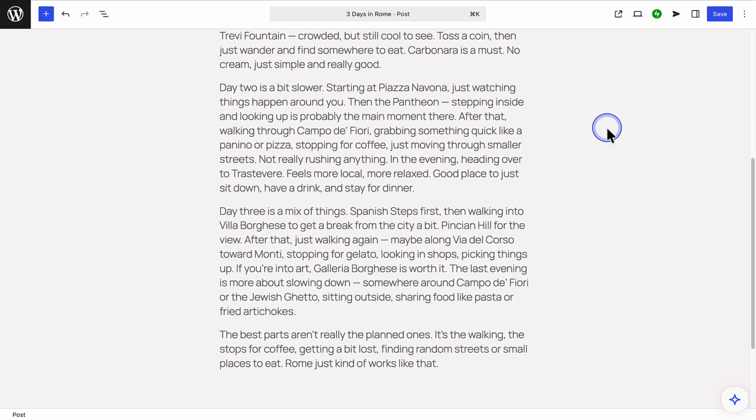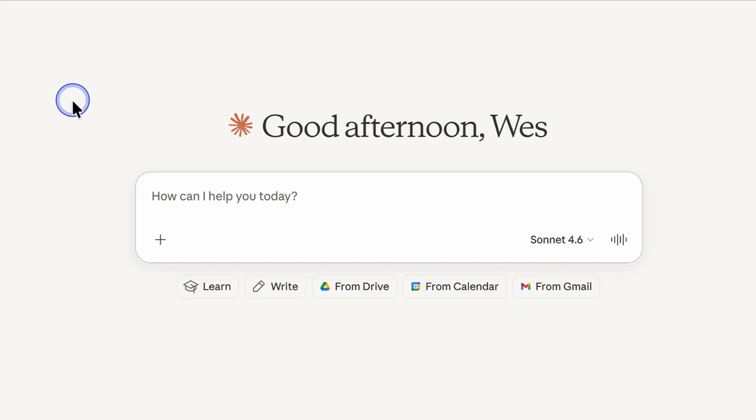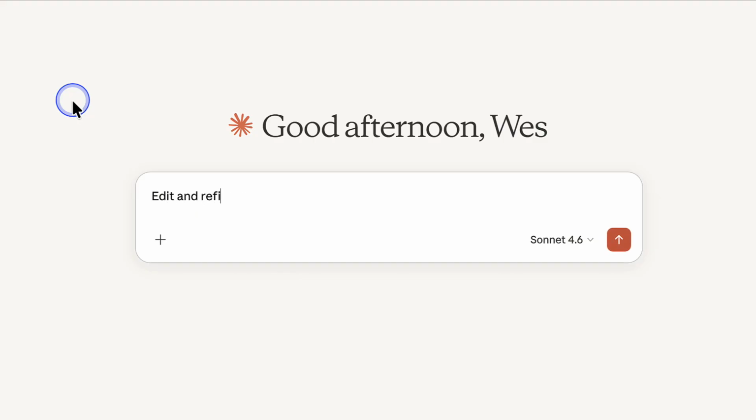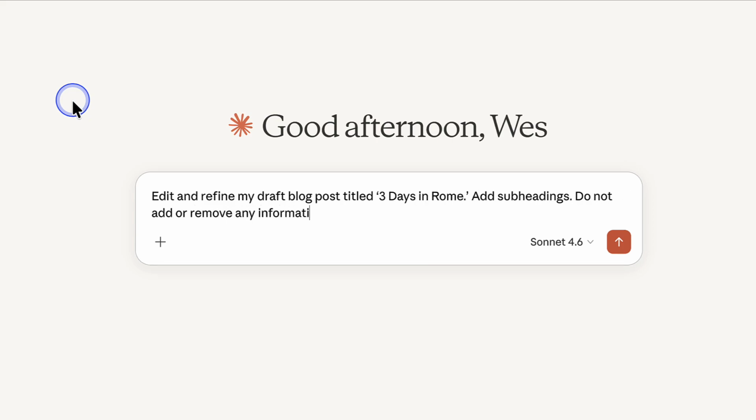My first step is to refine what I've written and improve the structure. So I will ask my AI agent to edit and refine my draft blog post, to add subheadings, but not to add or remove any information, because it's my content. I only want it to improve clarity, grammar, flow, and structure.